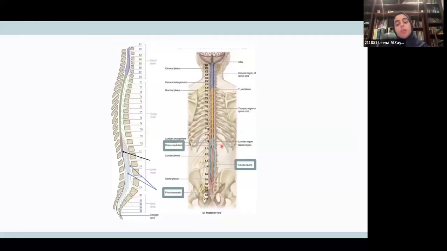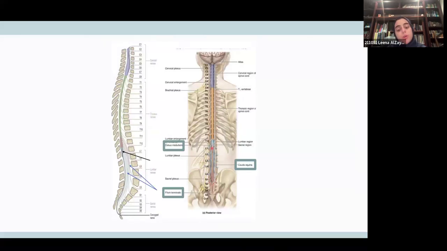And we said the conus medullaris ends here. We don't want the spinal cord. We don't want the filum terminale because it's where the pia mater is. So ideally, you'd have it in the cauda equina area at L3, L4.